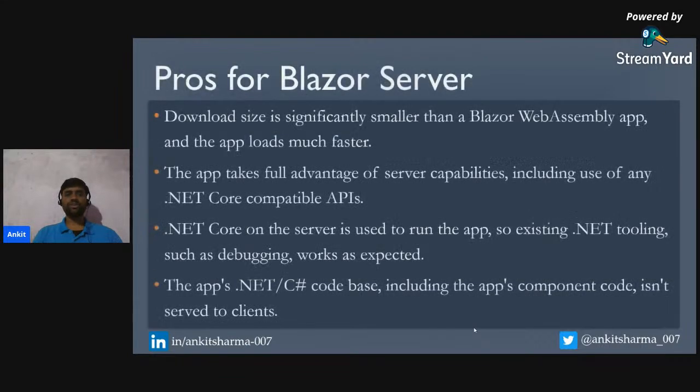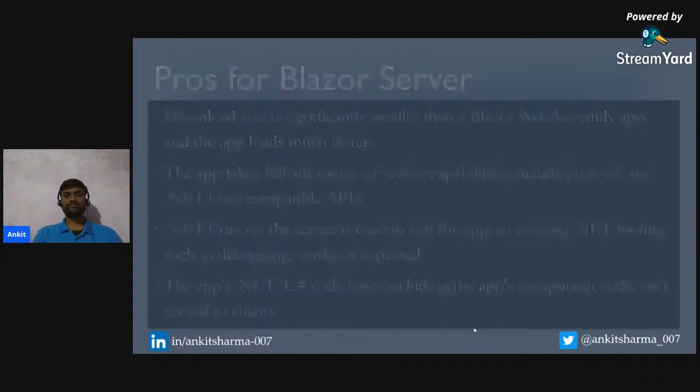That is why it is called Blazor Server, because we have a dependency on the server. The advantages of Blazor Server are that the download size is very small as compared to Blazor WebAssembly, because we do not have to download the .NET runtime on the client side. And the Blazor Server app takes full advantage of the server capabilities, which includes using any .NET compatible APIs. And .NET Core on the server is used to run the app, so existing .NET tooling such as debugging works as expected. The app's .NET and C# code base, including the app component code, is not served to the client, so all the code logic stays on the server side.